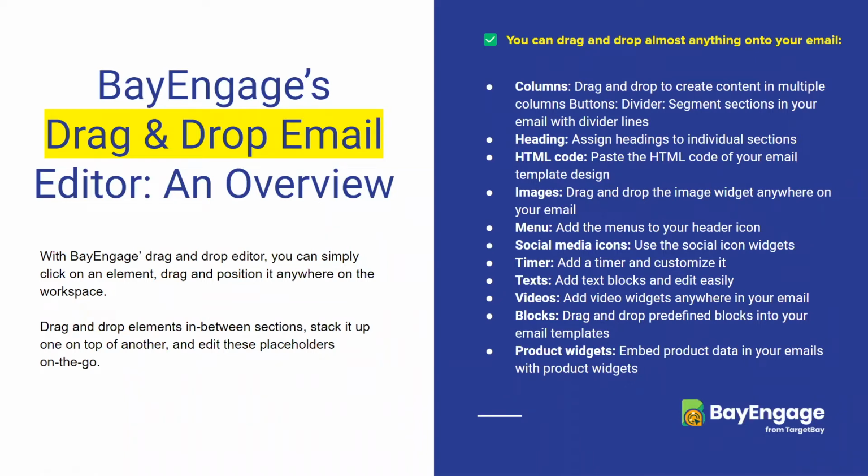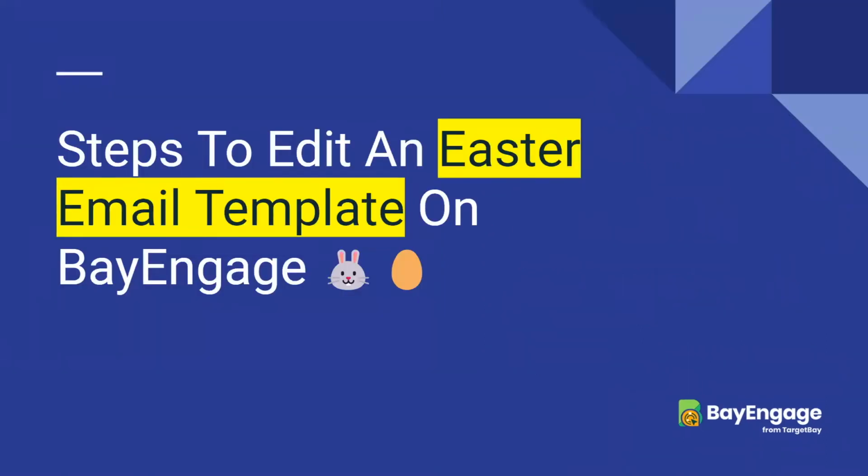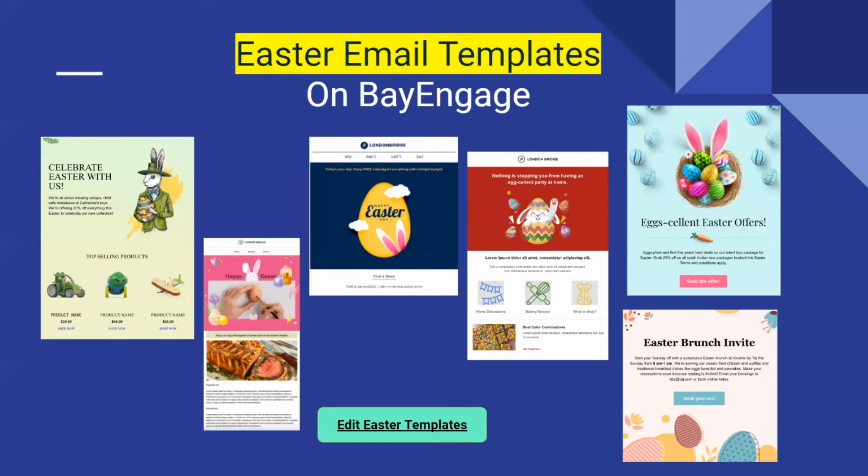You can directly customize your text and your videos. You know, you don't want to always use just a bunch of text. You want to make sure you spice it up with some images and videos in there as well. And then we do have a lot of blocks available for use, as well as product widgets. Let's see here. So how do we get started? So for this webinar, we're going to be looking at Easter, just because it is around the corner. So here is just a sneak peek of some of our email templates available on BayEngage.